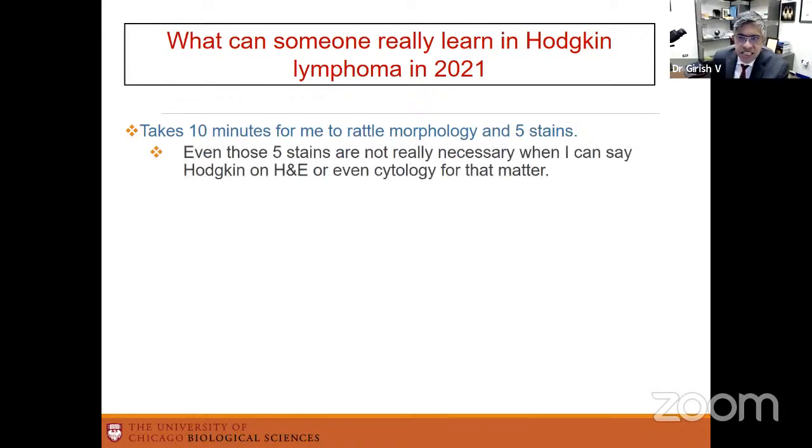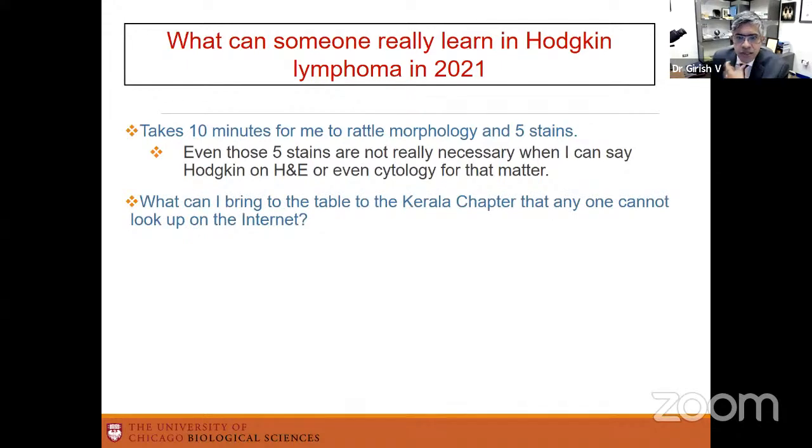And even those 5 stains are honestly not necessary to make a diagnosis of Hodgkin lymphoma. We know that even on a touch preparation, we can easily make the diagnosis and feel good about it. So with that said, what can I really bring here that people cannot just look up on the internet or find in the textbook?